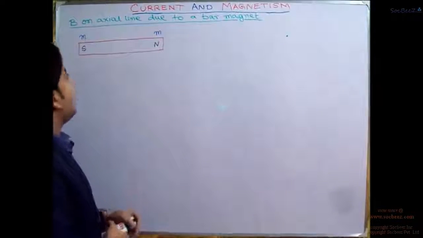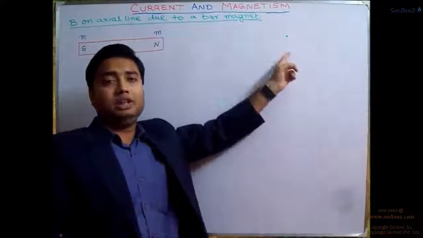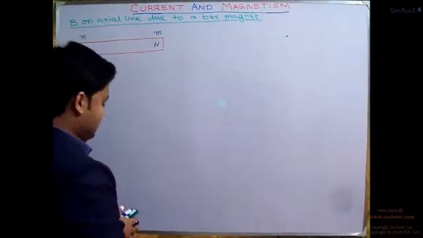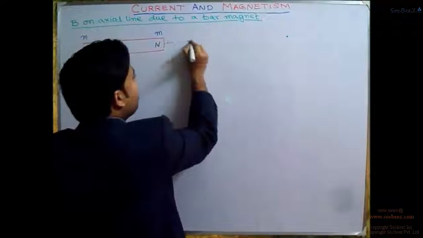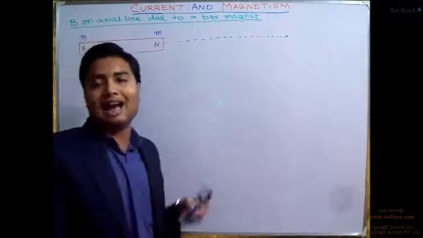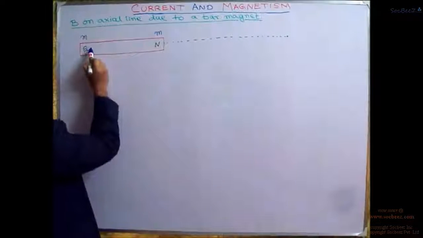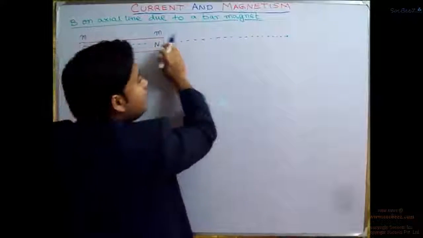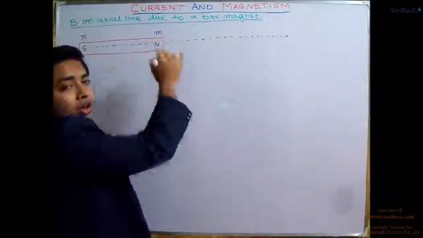Now we are going to look at what would be the magnetic flux density at this point, which is on the axial line. The axial line indicates that this point is lying over here on the axial line, right? On the straight line. If we join the South Pole and the North Pole, we will see that these two lines are actually making 180 degrees over here, right?